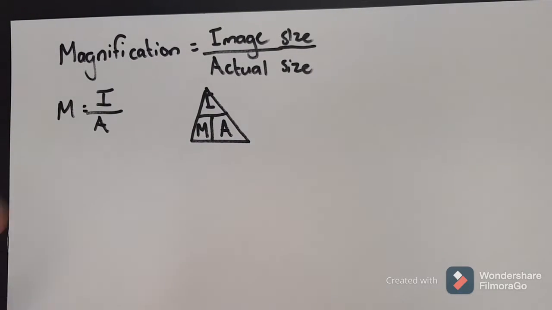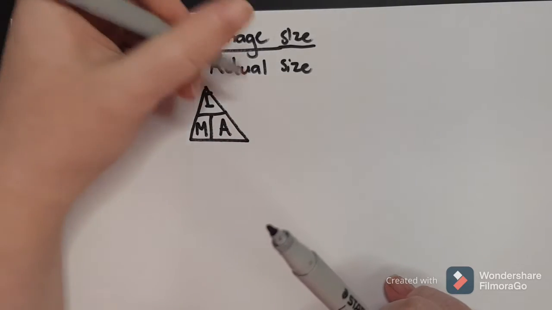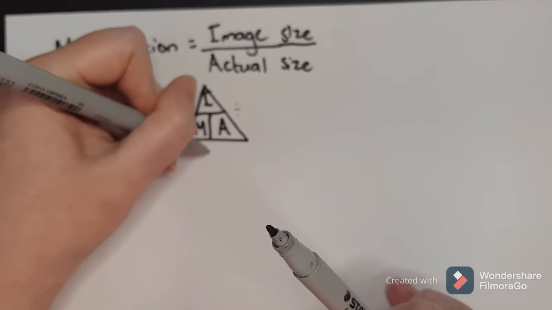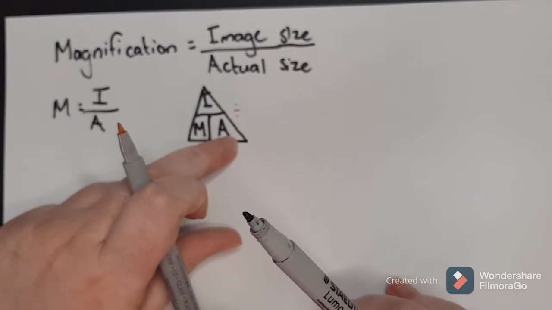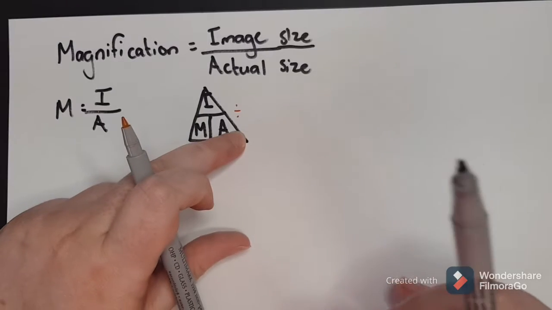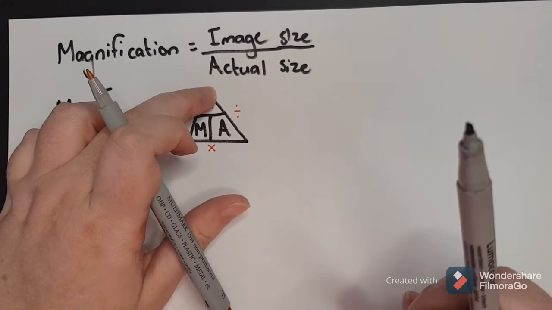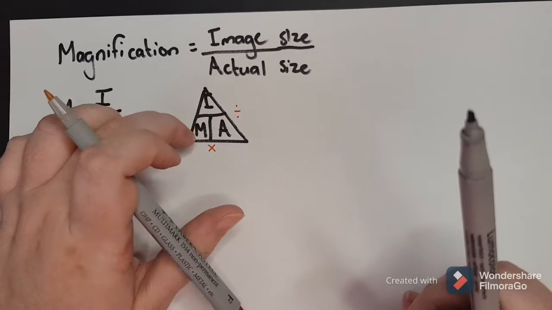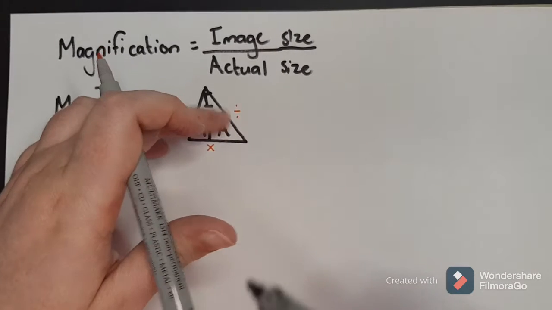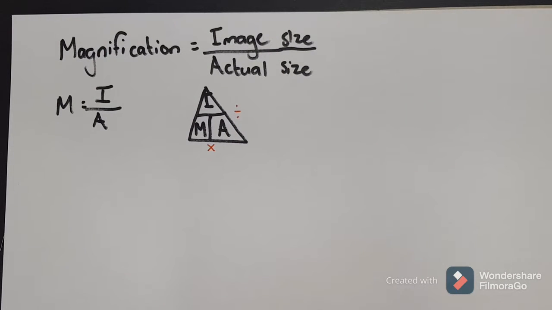So remember, this line of the triangle means divide, and this line means multiply. So M equals I divided by A, or A equals I divided by M, or I equals M times A. Okay, so those are our formulas.